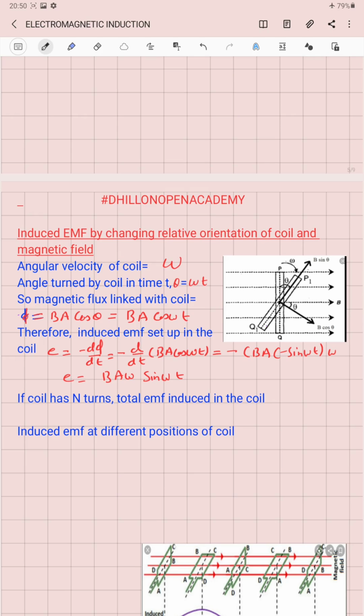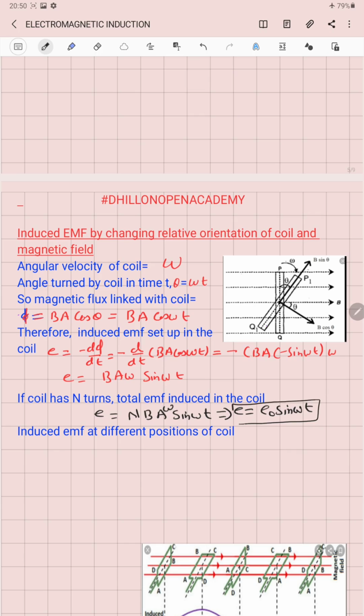If the coil has N number of turns, then the EMF induced will be E equal to NBA omega sine of omega t. N is the number of turns of the coil, B is the magnetic field applied, and A is the area of the coil. All of these are constant, and omega is the constant angular velocity of rotation of the coil. So all four factors are constant, and we can write this equation as E is equal to E naught sine omega t.